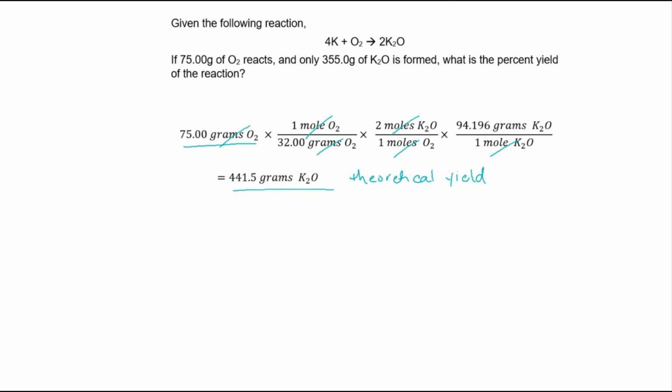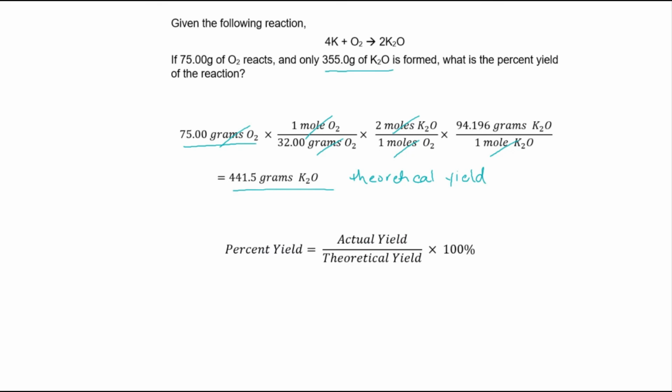Again, if you know you have 10 slices of bread, you expect to make 5 sandwiches. Obviously, this reaction did not make the expected amount. We expected 441.5 grams, but our problem told us that we only got 355 grams. So what is our percent yield? Let's get the equation for percent yield up.